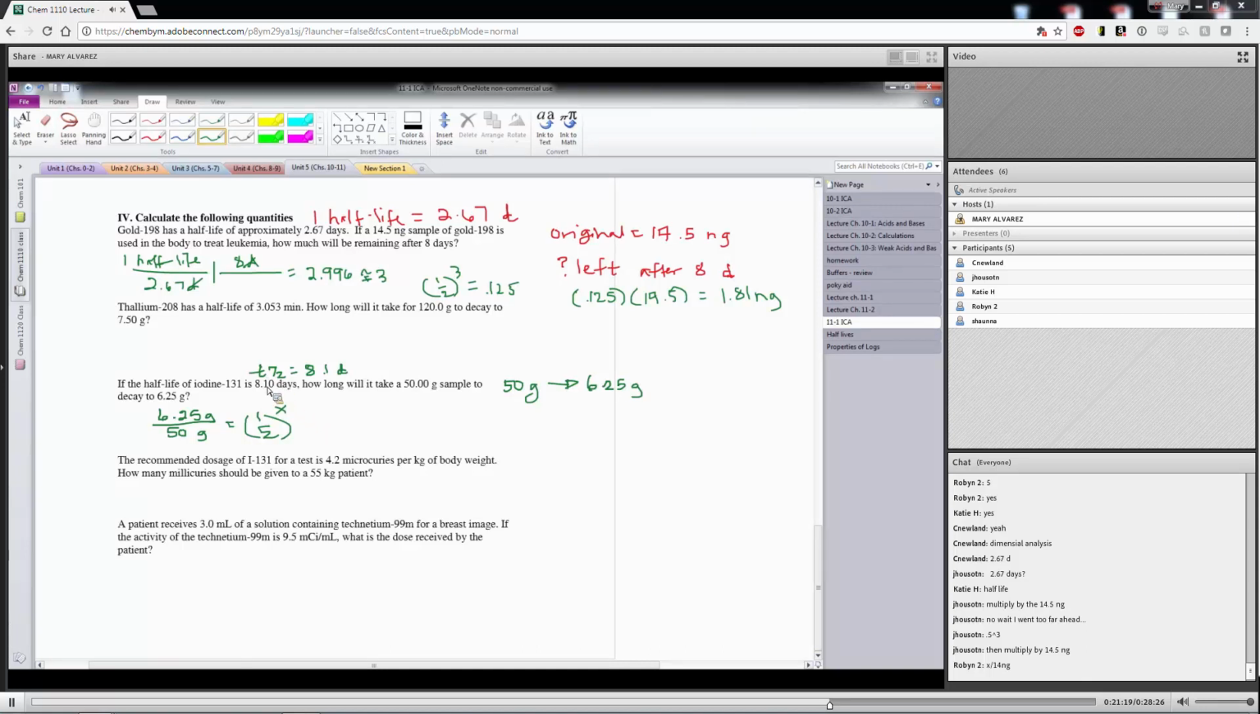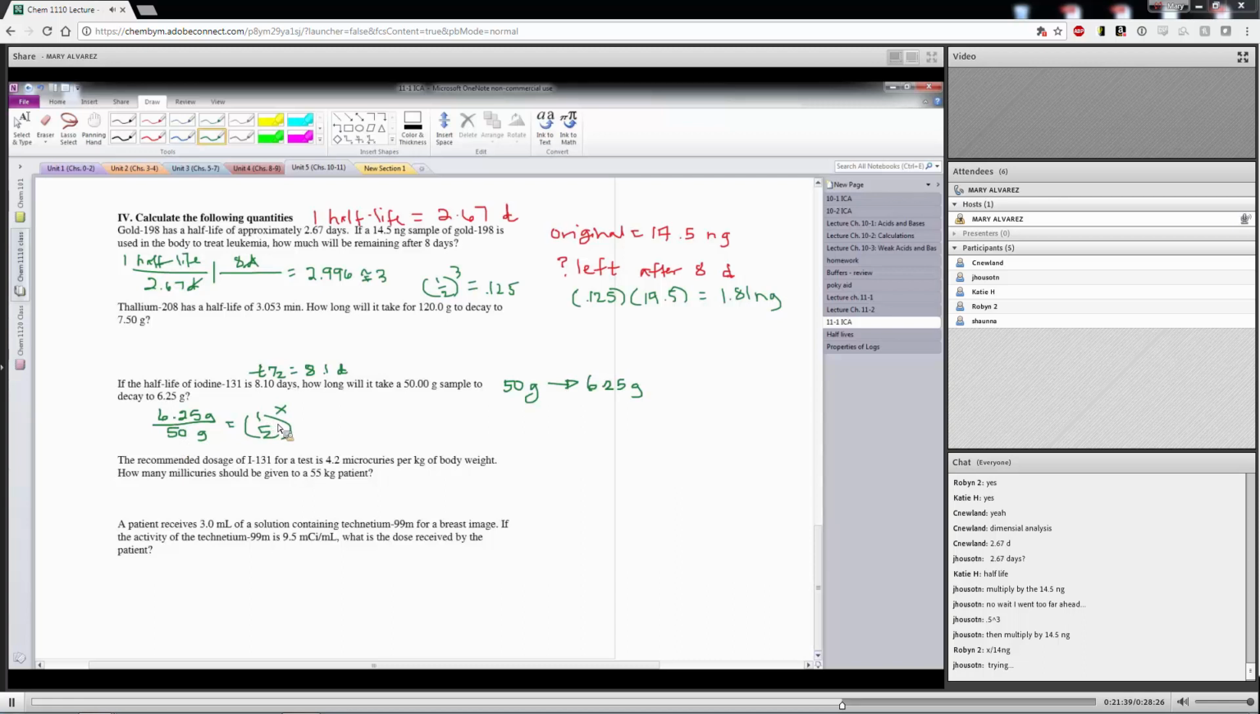You guys following me here? If I know how many half-lives and I know how long each half-life is, I can determine how long that was. But this is the piece I don't know. I don't know the number of half-lives. I do know what remains. I do know what I started with. So I need to solve for x.